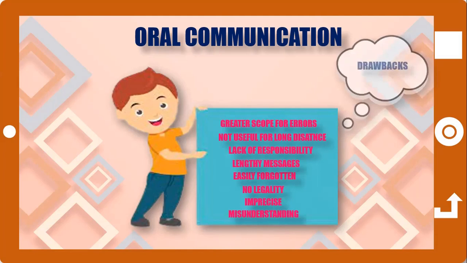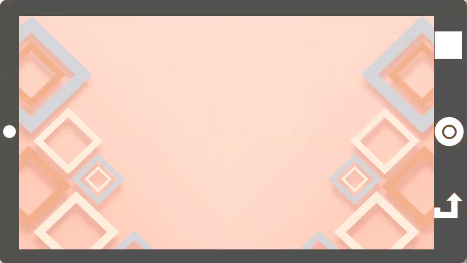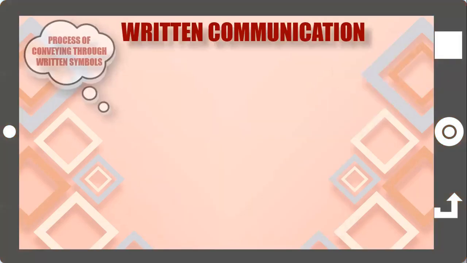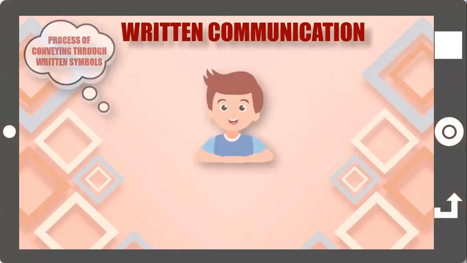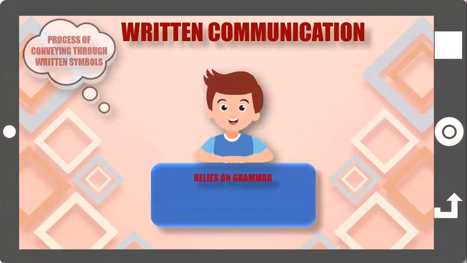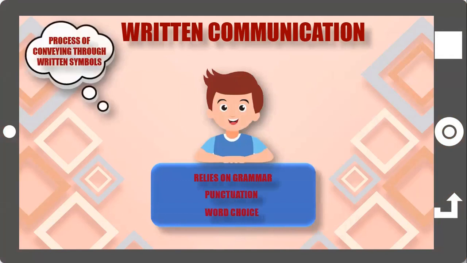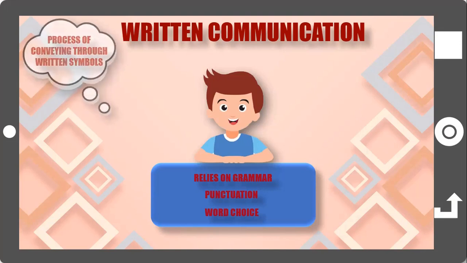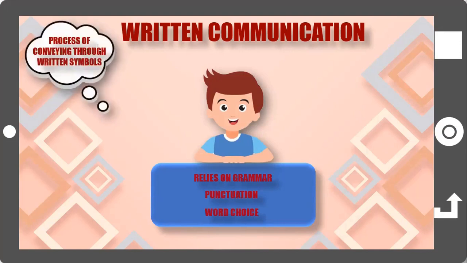Having understood the drawbacks of oral communication, let us now move on to written communication. The process of conveying through written symbols is called written communication, and here we give a lot of importance to the grammar, as well as punctuation, as well as word choice. So it is very important that in written communication we use formal language, and we give a lot of importance to the words, because the words have to be acceptable in formal English.